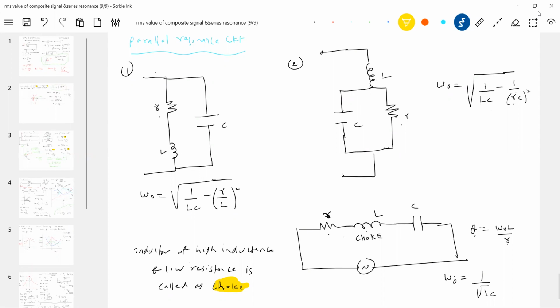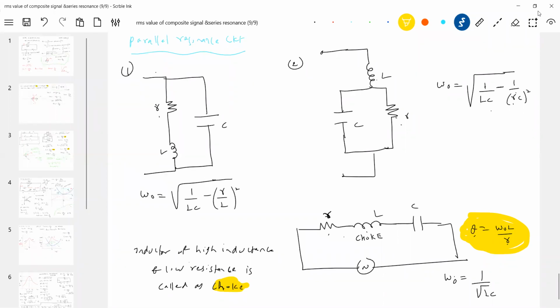Whenever you design a series resonance circuit, you are going to see that a high quality factor should be there. The sharpness of resonance should be as high as possible. For that to happen, L should be very high inductance and the internal resistance of the circuit should be very less. Who will offer that internal resistance? The maximum is offered by the coil itself, the inductor itself. So therefore, an inductor with high self-inductance and low internal resistance is called a choke. So got the idea now?